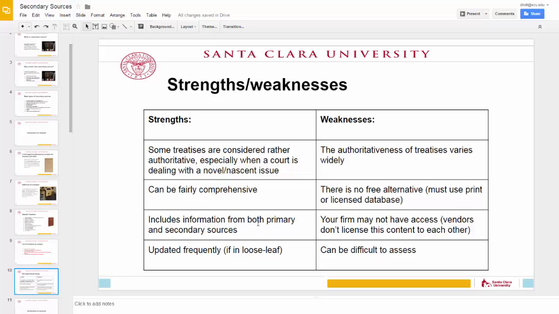A strength is that it includes annotations to both primary and secondary sources. It's updated frequently, but again, it can be difficult to access. And your firm may not have access. Vendors, this is a big issue. Vendors don't license this content to each other. And so if you have a need to locate an entry in Chisum on patents, for example, and your firm does not have a subscription to Lexis, you're going to be paying the highest cost to access that, the full retail price.